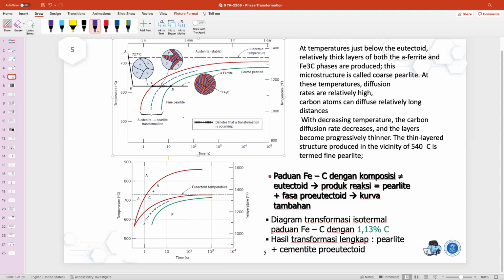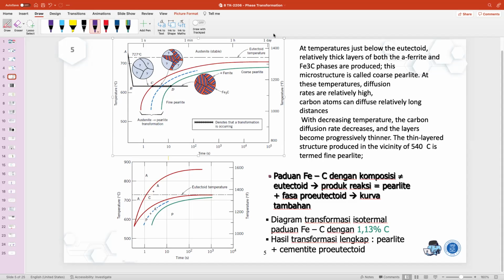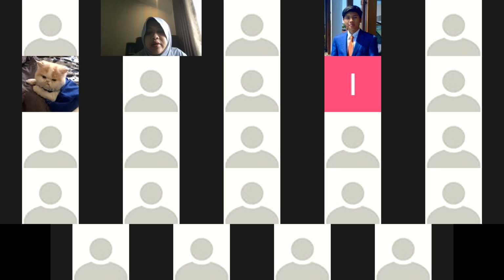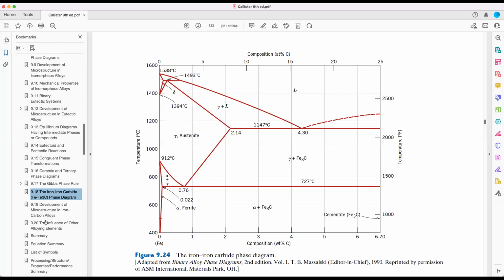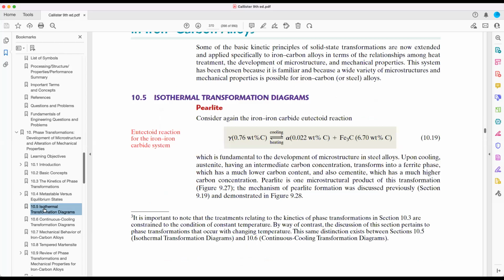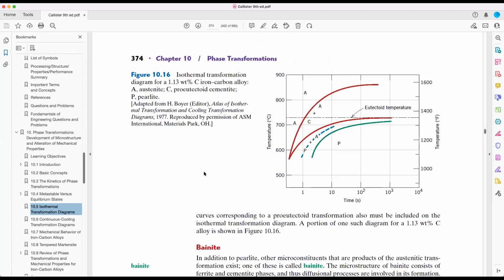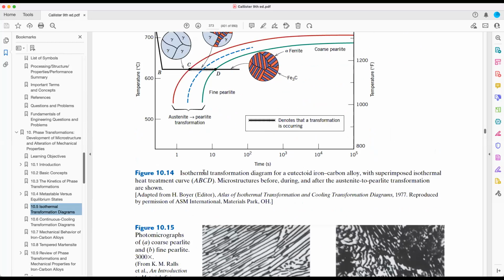Okay, now I think I have the one here in the book, so let me share the book as well.